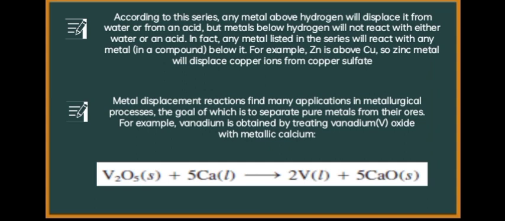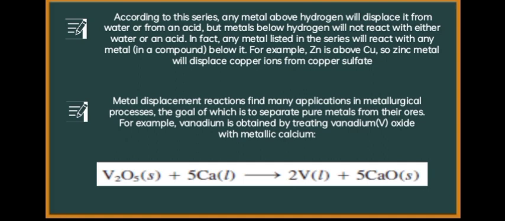According to this series, any metal above hydrogen will displace it from water or from an acid. But metals below hydrogen will not react with either water or an acid. In fact, any metal listed in this series will react with the compound of any metal below it. For example, zinc is above copper, so zinc metal will displace copper ions from copper sulfate. So, metal displacement reactions find many applications in metallurgical processes, the goal of which is to separate pure metals from their ores.